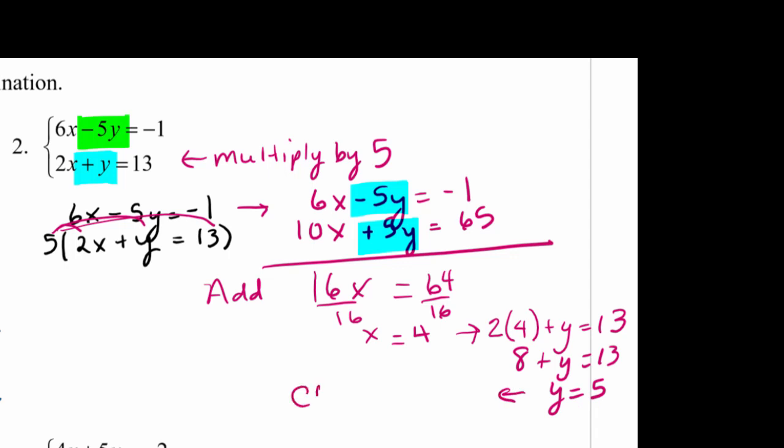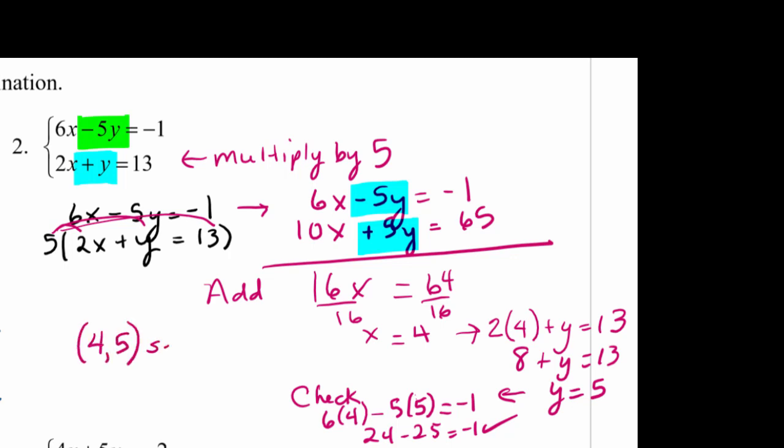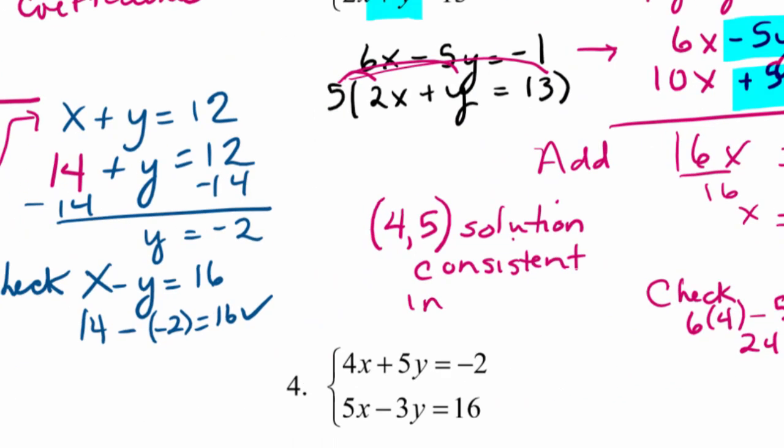So my check is 6 times 4 minus 5 times 5. Does that equal -1? Well, I have 24 minus 25, and that does equal -1. That checks. So what's our solution? Our solution is the point (4, 5). That's the solution to the system. And this is our consistent independent system, where two lines intersect at one point.